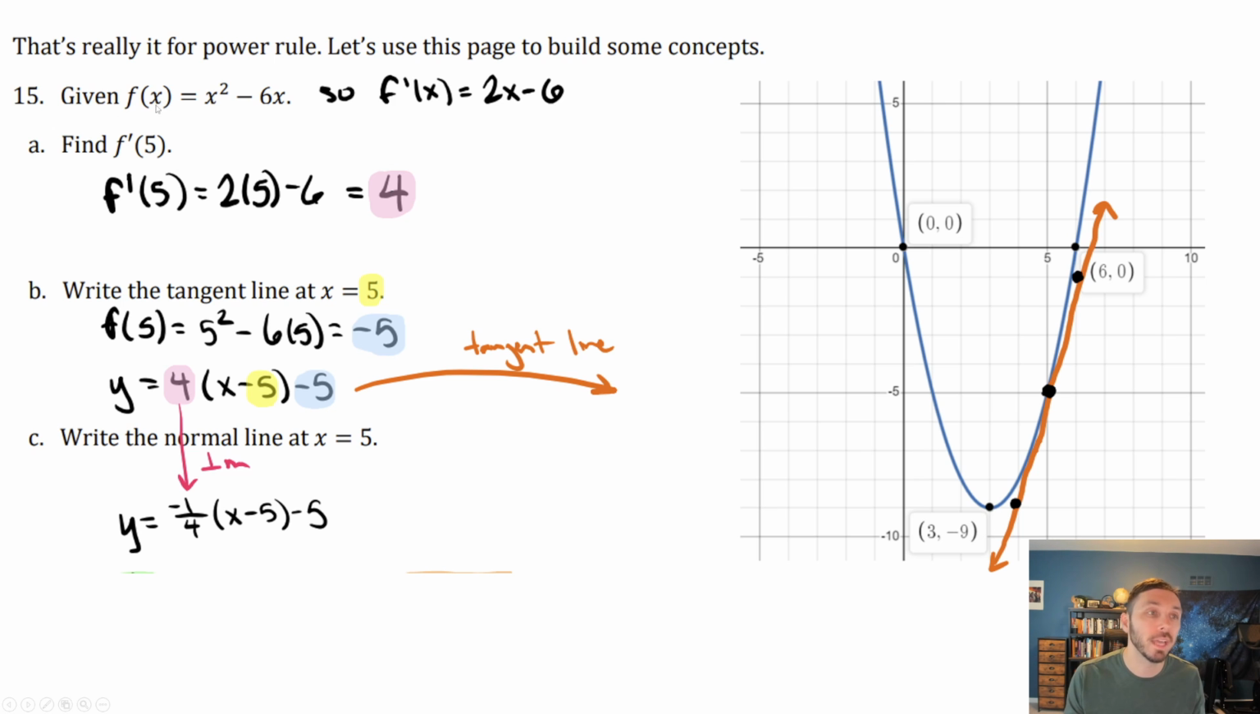So if we have f of x as x squared minus 6x, we can find f prime by just doing power rule. This is the derivative, the slope function. So if you plug in 5, you get a slope of 4, which kind of makes sense. This is kind of like up 4, right 1.